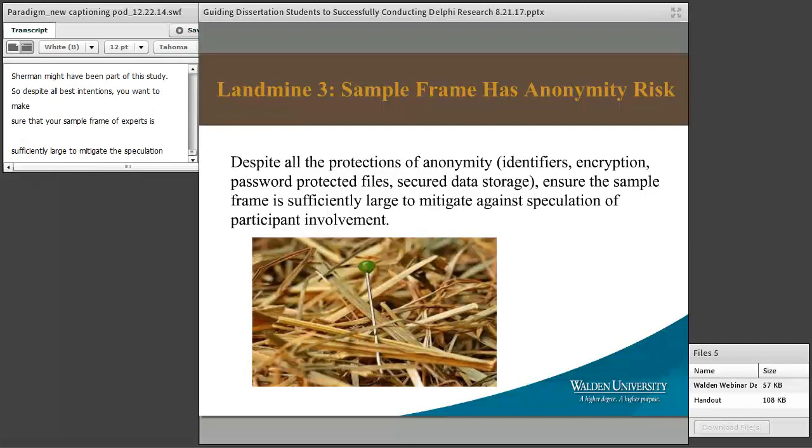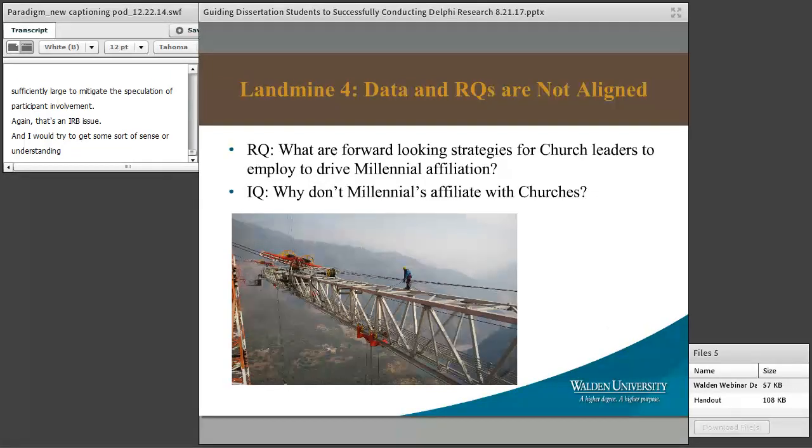Again, that's an IRB issue, and I would try to get some sort of sense or understanding as to the sensitivities around that. Okay, the fourth landmine to avoid. And again, these are numbered back into the map so you can see where they occur. The data and the research questions are not aligned. So you're going out in one direction and you're not connecting back to your study.